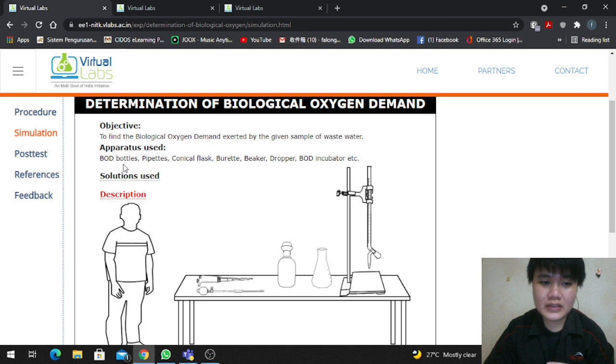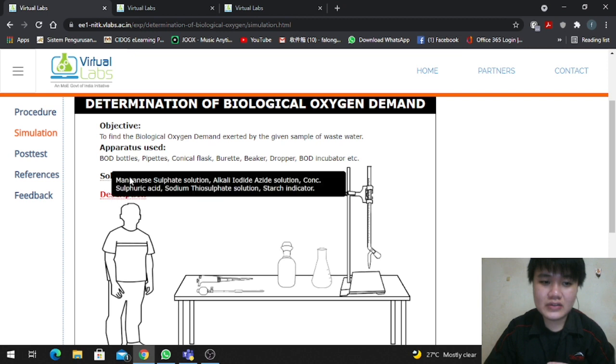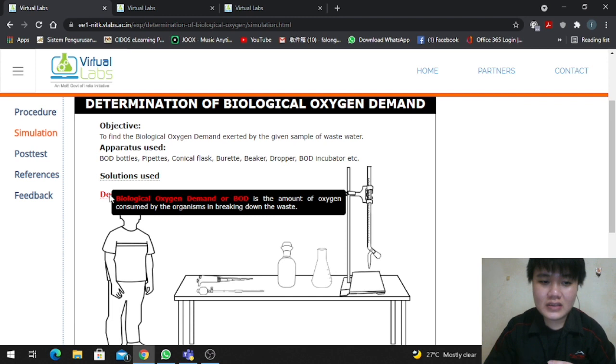Apparatus used: BOD bottle, pipette, conical flask, burette, beaker, BOD incubator, etc. Solutions used: manganese sulfate solution, alkali iodide azide solution, concentrated sulfuric acid, sodium thiosulfate solution, starch indicator. Description: biological oxygen demand, or BOD, is the amount of oxygen consumed by organisms in breaking down waste.